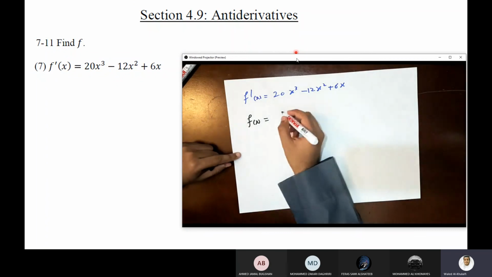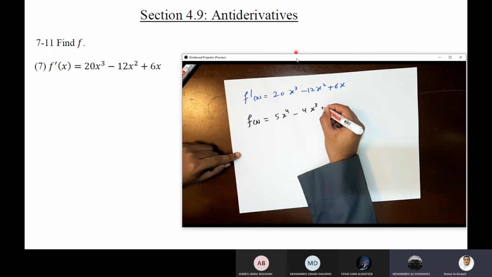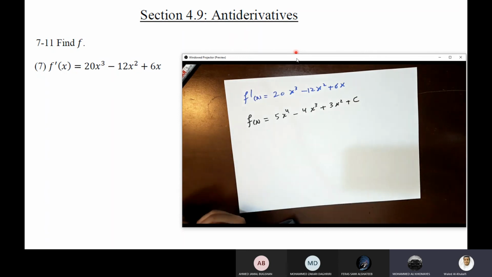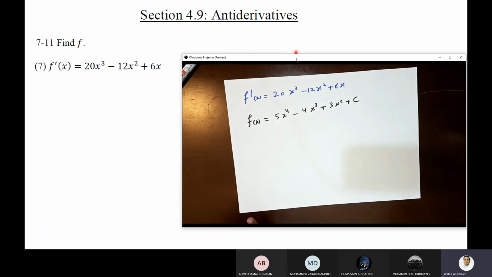So yes, Muhammad Ali. The first one, 20x to the power 4 over 4 means 5x to the power 4, minus 12x to the power 3 over 3, which is 4x cubed, plus 3x squared. Okay, this is what you get. Very good. طبعا يا شباب, if I do fractions, whatever, you are right. يعني if you want to do it step by step, that's fine. But I prepare you a little bit quick here.